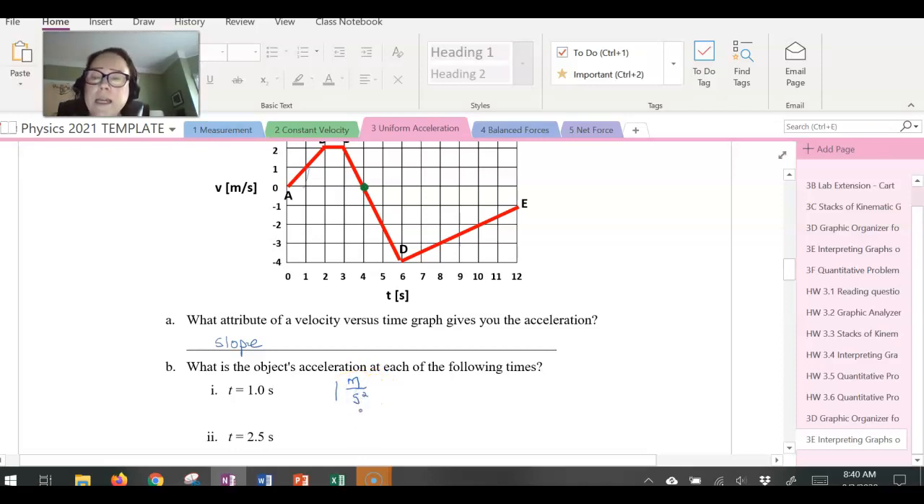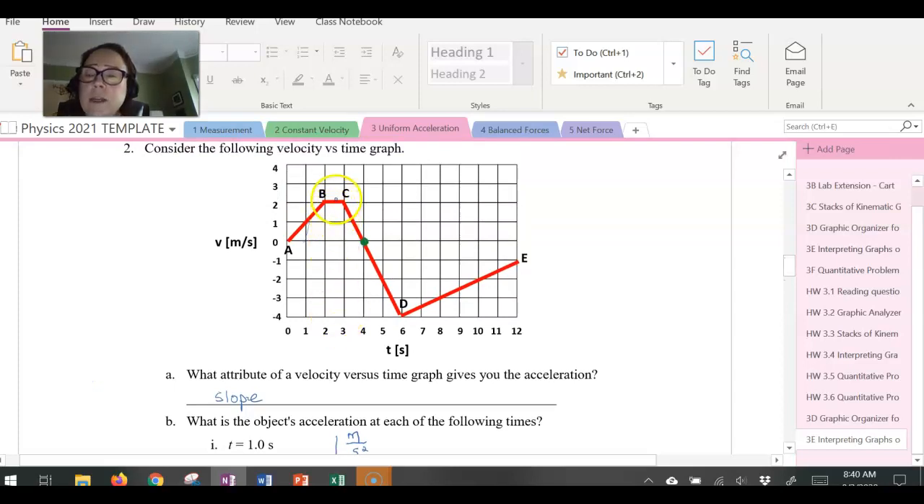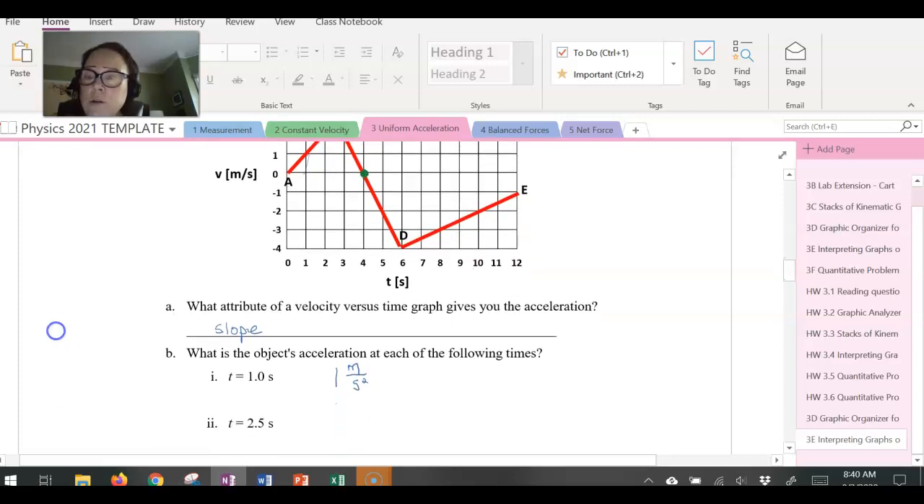Okay, at time 2.5, we're right here, between B and C. The velocity versus time is a horizontal line there, and the slope of a horizontal line is 0. So there, the acceleration is 0 meters per second squared.